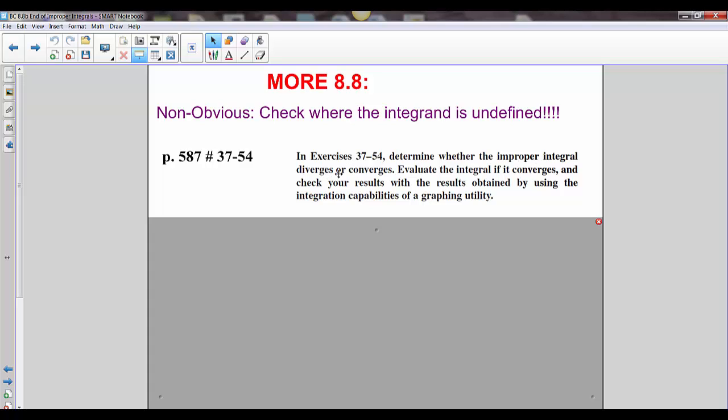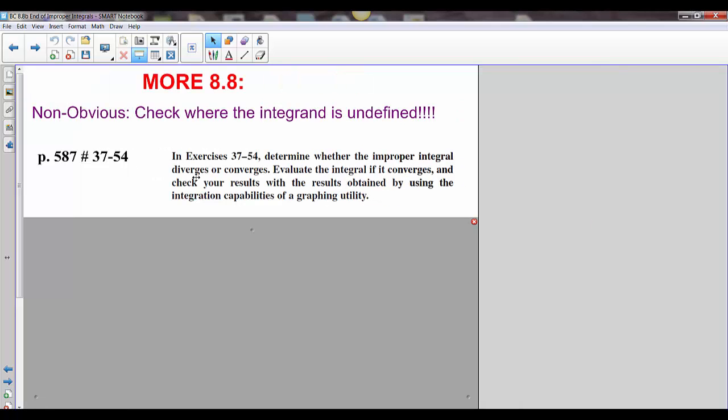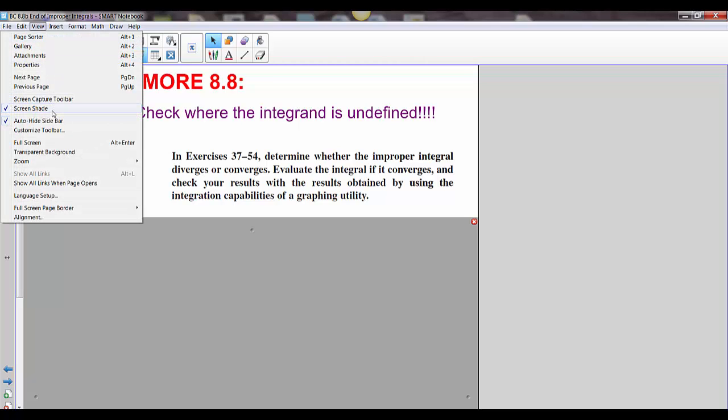Determine whether the improper integral diverges or converges. Evaluate the integral if it converges, and then check your results with the results obtained by using the integration capabilities of your graphing utility. Let me just get this view better. Full screen.